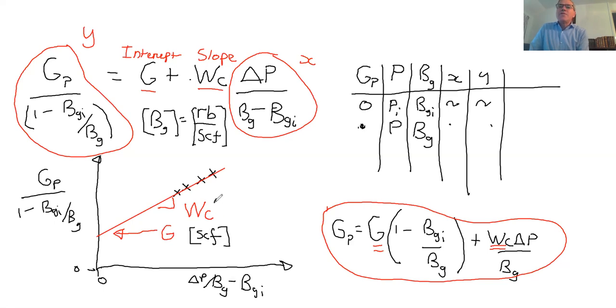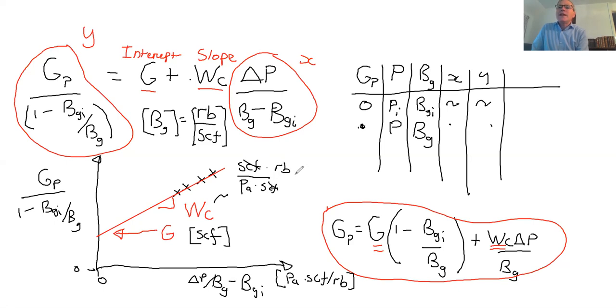So the units of WC could be, for instance, whatever units you are using, pascals, right? And then the units of the x-axis are going to be pascals times standard cubic feet divided by reservoir barrels. It's over BG. Then the units of WC are going to be standard cubic feet divided by these units, which is pascals, standard cubic feet, and reservoir barrels.